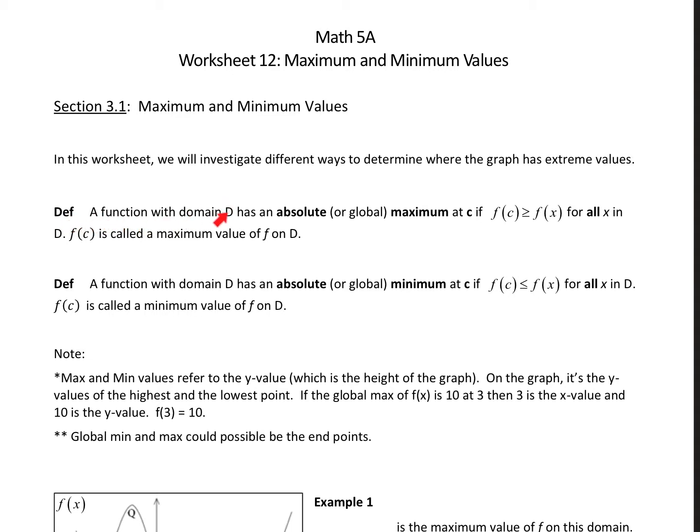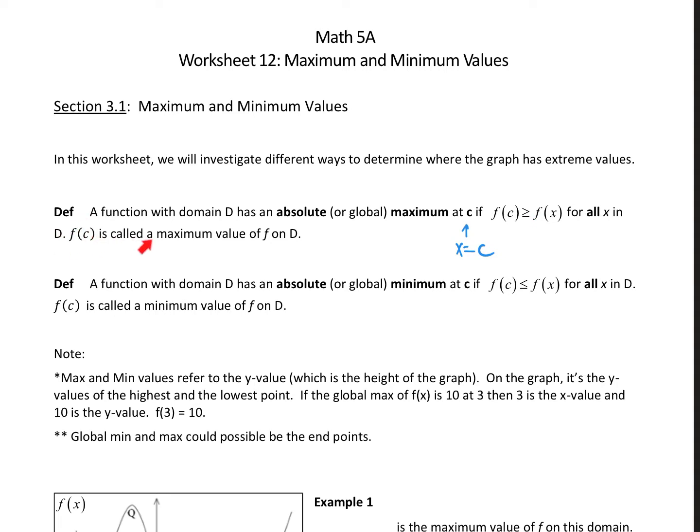A function with the domain D. Domain just means where the function is defined. It has an absolute or global max at c, and here I'm just going to clarify that this is the x value where x is equal to c, if f of c is bigger than or equal to f of x. Maximum again means it's the biggest value. That means the value at c is bigger than any other values, right? So f of c is bigger than or equal to f of x for all x in the domain D.